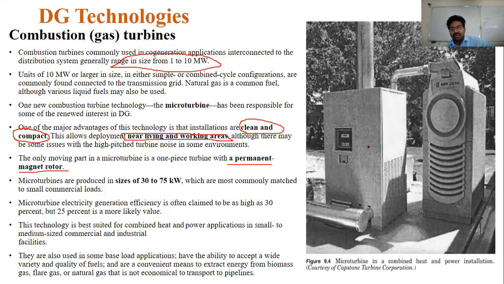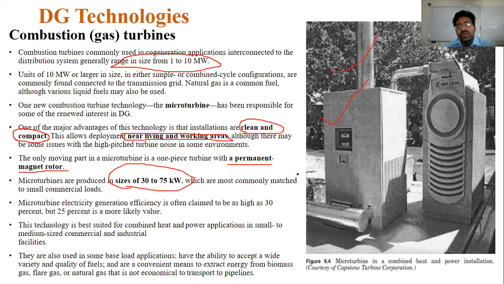See this diagram, this figure. This is the micro turbine in a combined heat and power installation. This is a very old technology, but it is in our syllabus, so that's why we are going to discuss it here. You can see this is the heat extraction. This is a micro turbine, a small generating turbine, which mostly produces a size of 30 to 75 kilowatt.